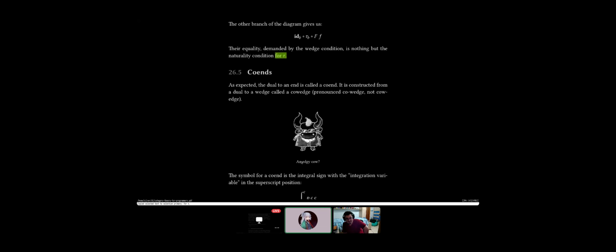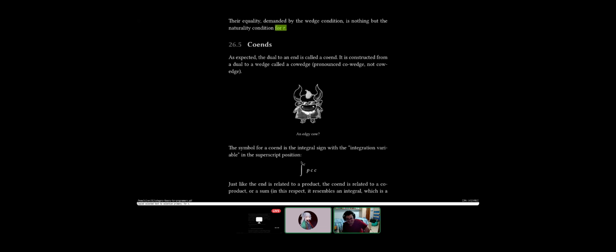So acting on tau at A, it gives us this, and the other branch of the diagram, this one, with the f of f on the left, gives us this. The equality of these two things, which is what the wedge condition demands, is just the naturality condition, which we get because we are assuming this is a natural transformation to start with, right? That's crazy. It is. And now we have the pun, of course.